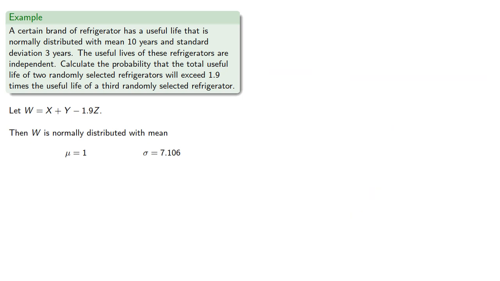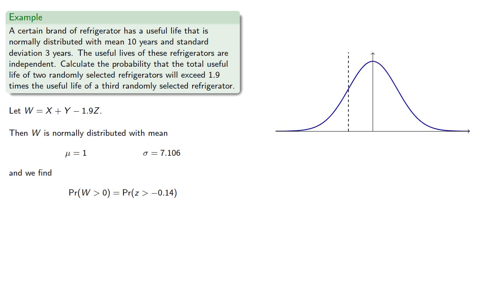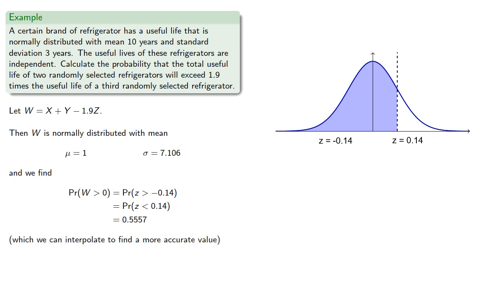And we want to find the probability w is greater than 0, so we'll get the z-score, which is, and z greater than a negative is the same as z less than a positive, and so we find. And if we need to, we can interpolate to find a more accurate value, but we won't.